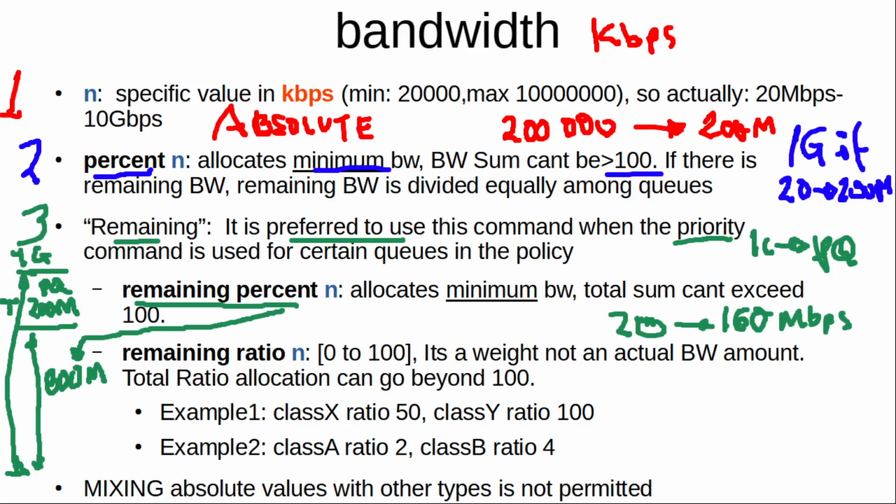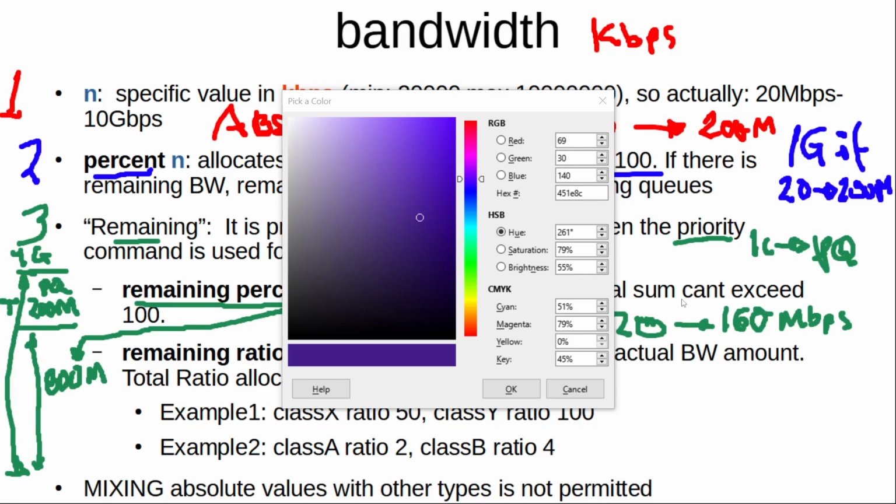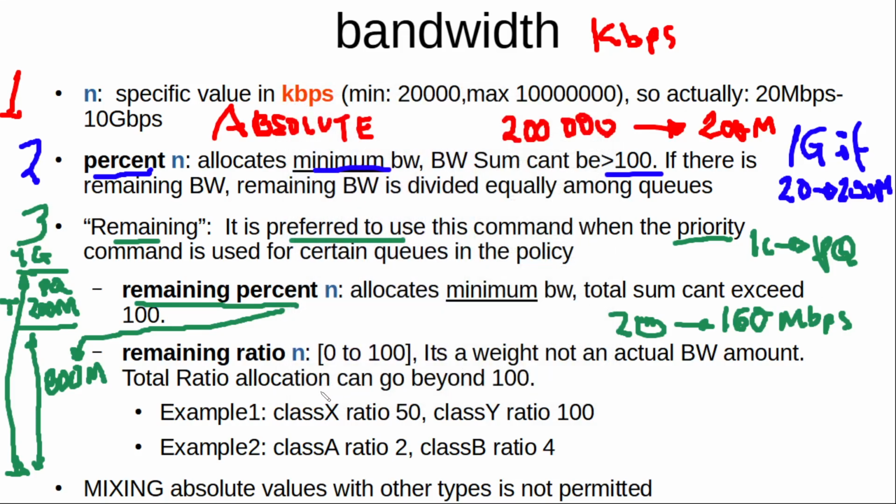And we have another way to do this. Actually, we have another way to allocate bandwidth between classes, which is using ratios. Notice that when using ratios, we are not going to use percentages. So these ratio numbers can go up or beyond 100 when you add them up.